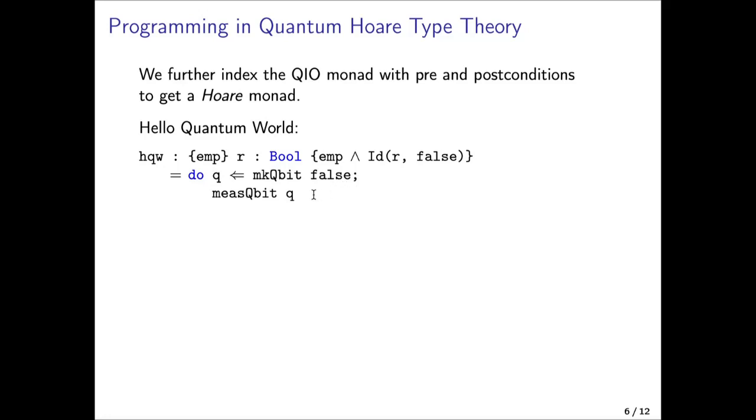And here's the body of the function, which is exactly the same as in the QIO interface. Since QIO is implemented in Haskell, you can read this as Haskell code with do notation. So we are binding xq to the result of this make qubit operation on false, and then we are applying the measurement primitive on q. And as humans, we can reason about this very easily.